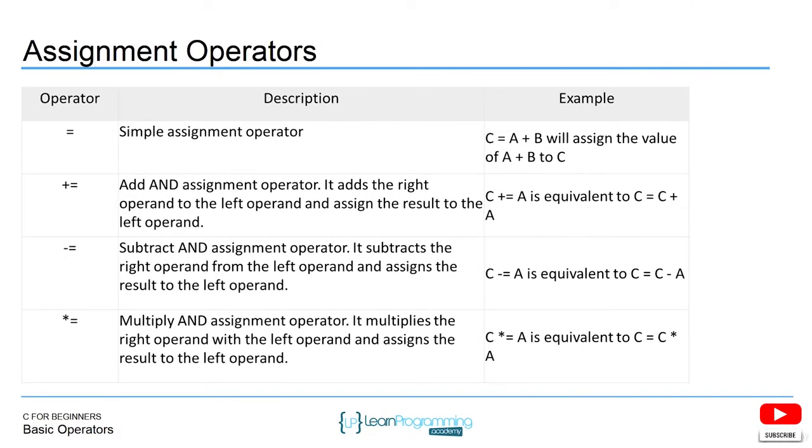Now here are the assignment operators. We're pretty familiar with at least the simple assignment operator, which is the equal symbol. The equal symbol assigns data, and that's pretty basic. C equals A plus B. C is going to be the result of A plus B.